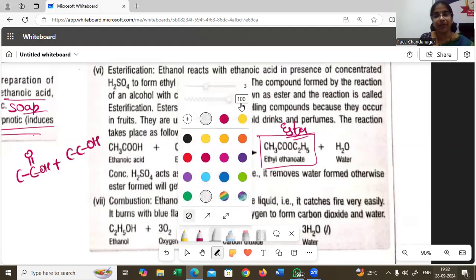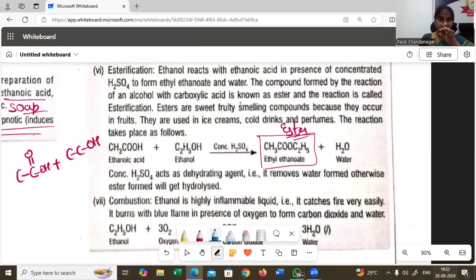So what will you do now? You have to make up a reaction with them. Now from your this and this, you remove these two. What is happening here? H2O, water gets removed. Is that clear? Water gets removed and then just join them.